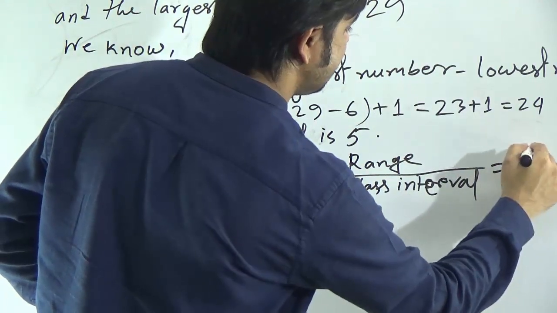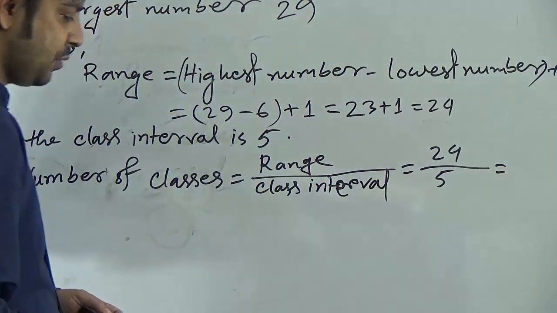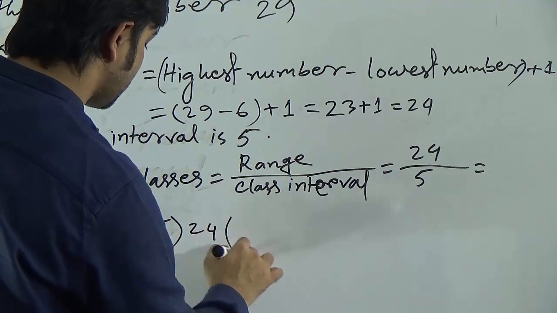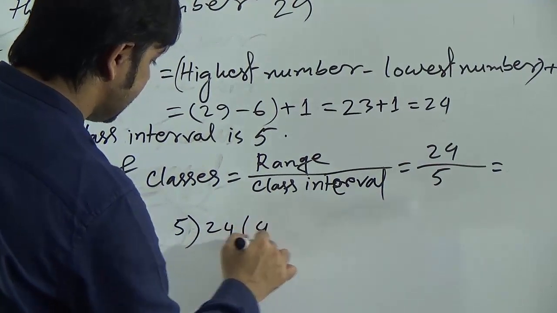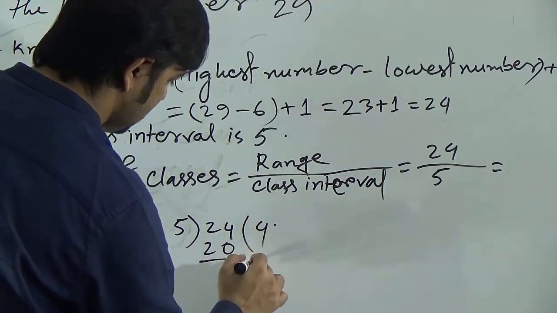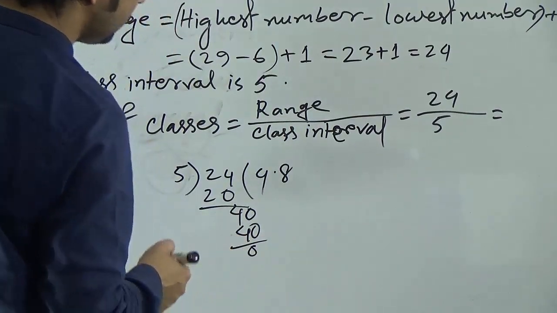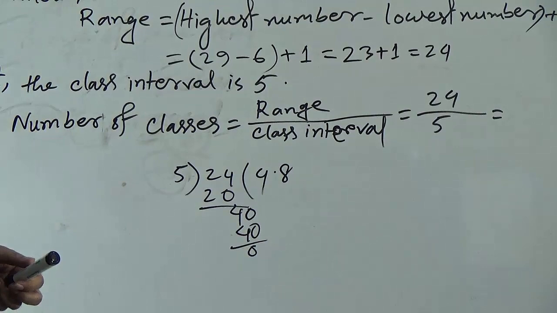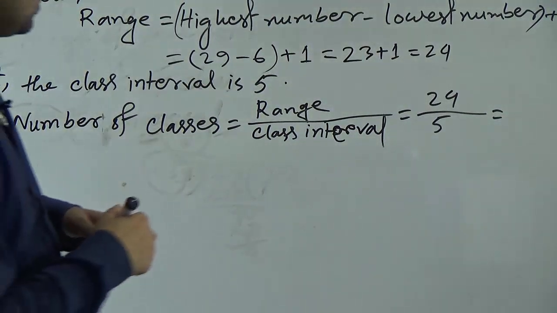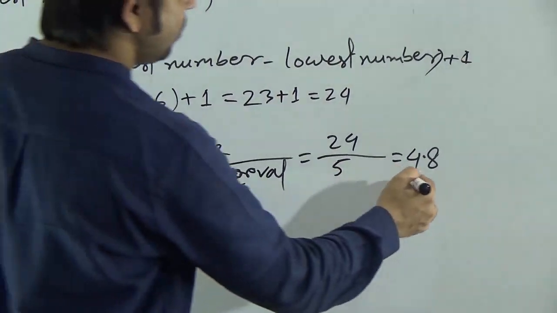So put the value: range is 24 and class interval is 5. Now divide 24 by 5. Take 4 times, 4 fives are 20, 4 left. Now point, so take a 0, 5 eights are 40. So we can take 4.8 here. Now 4 point 8 is not a whole number.